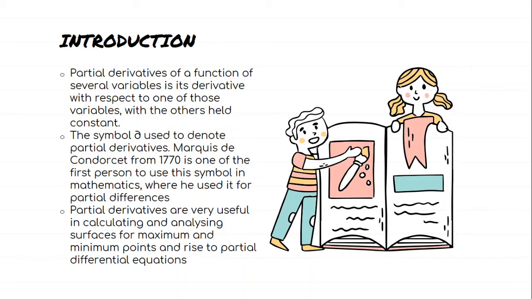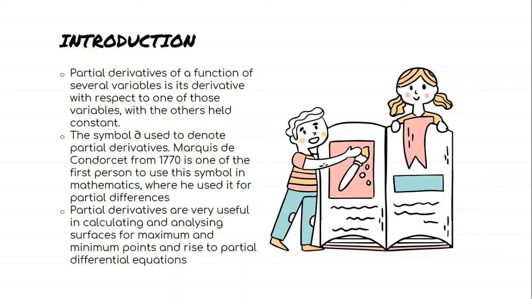Marquis de Condorcet, in 1770, was one of the first people to use this symbol in mathematics, where he used it for partial differences. Adrien-Marie Legendre created the modern partial derivative notation in 1786, which he later abandoned, and the symbol was later reintroduced by Carl Gustav Jacob Jacobi in 1841.